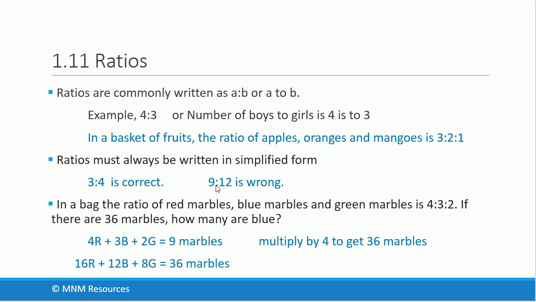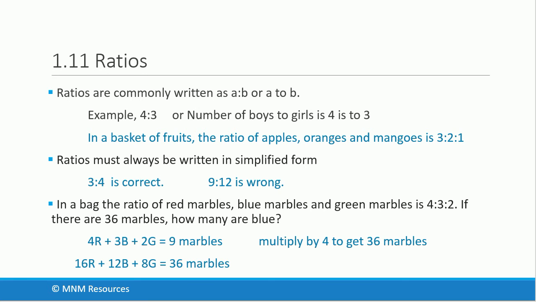Can you divide it by 3? Yes. 12 can be divided by 3 to give you 4, and 9 can be divided by 3 to give you 3. So 3 is to 4. You know that 3 is to 4 can't be divided by the same number. While you can divide 4 by 2, you can't divide 3 by anything other than 3 and 1. So 3 is to 4 is the most simplified form of writing this ratio.